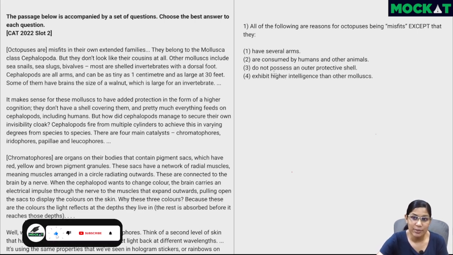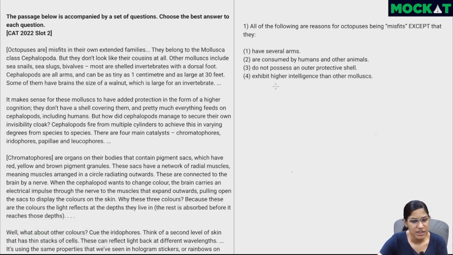So this is what I call a direct multiple question. The answer is probably given throughout the passage. However, if octopuses being misfits is something which is mentioned in just the one paragraph, we can actually solve it then and there. So we look out for octopuses being misfits.